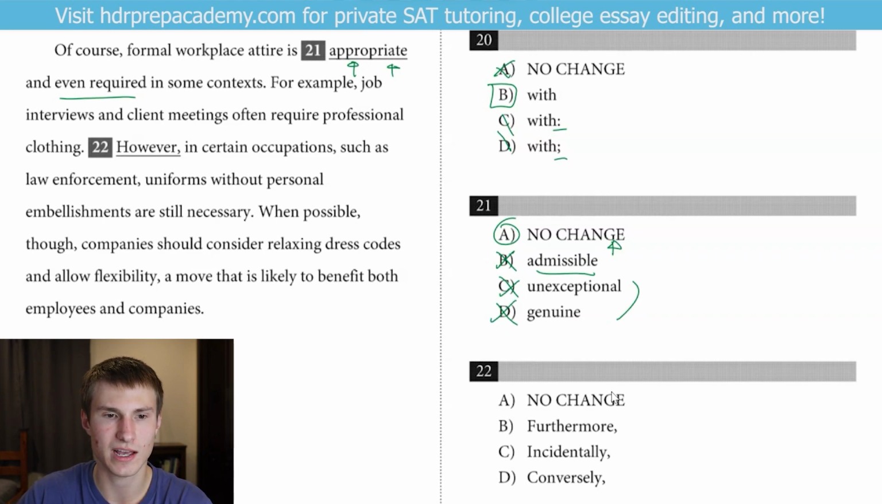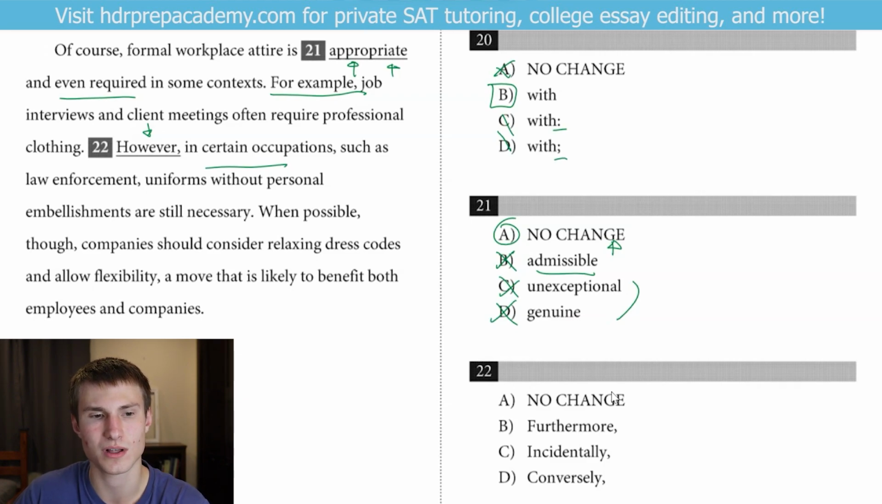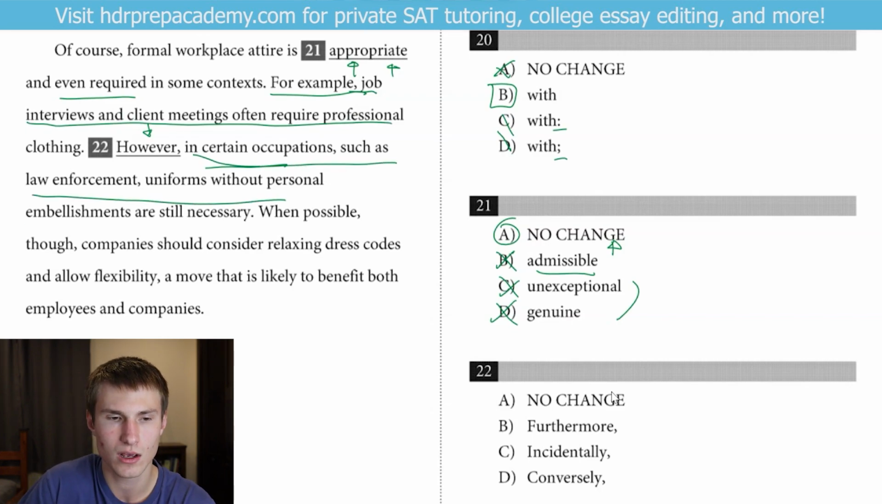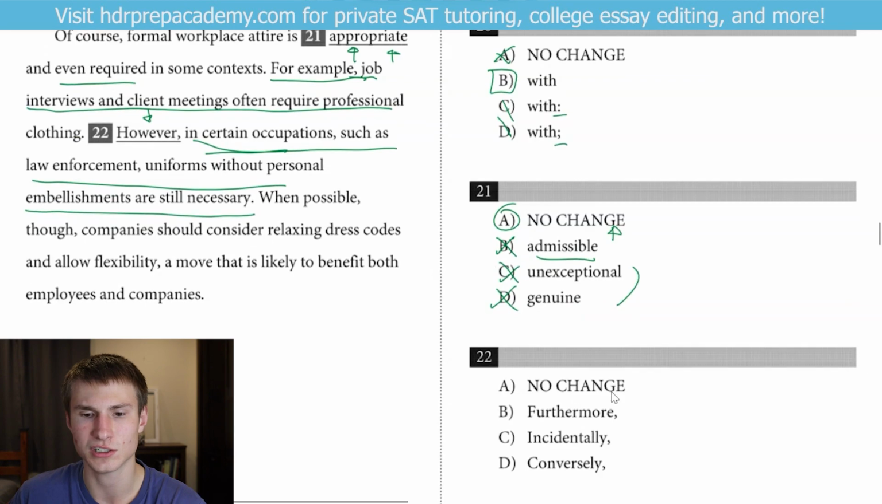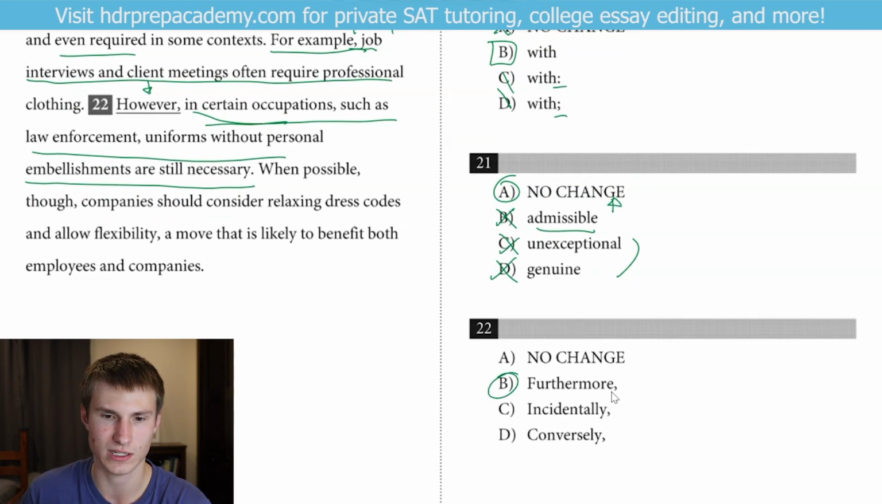Now, if you look at 22, we need to have a sort of transition between this previous sentence here and then this next sentence. So for example, "job interviews and client meetings often require professional clothing." And then we have "in certain occupations such as law enforcement, uniforms without personal embellishments are still necessary." Okay, so the sentence before is giving an indication of why formal attire is necessary, and the sentence after is giving another indication of why formal attire is necessary. So if we're adding on to two things, we'd be looking for something like "in addition" or "furthermore." Okay, "furthermore" is perfect here. We're not contrasting, so "however" isn't going to be a good answer. "Conversely," also, we're not showing something as a converse or contrasting at all, so D doesn't make sense, and it's also not an incident. Okay, our answer there would be B.